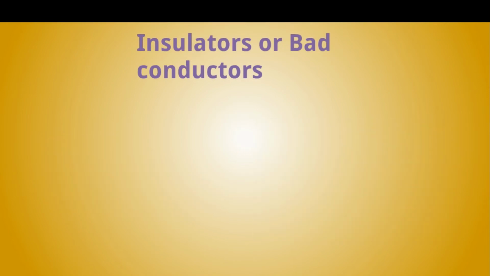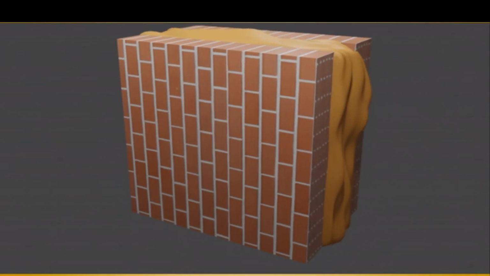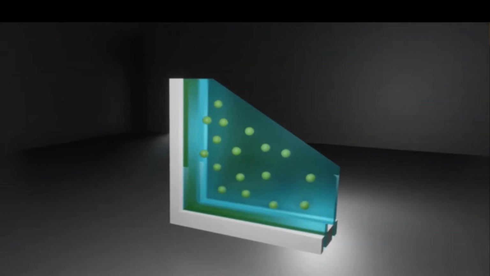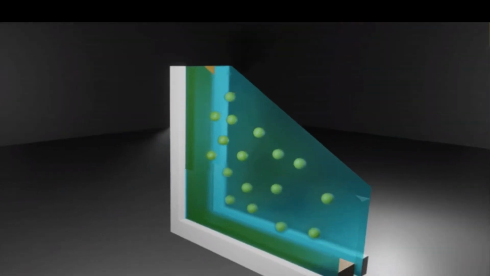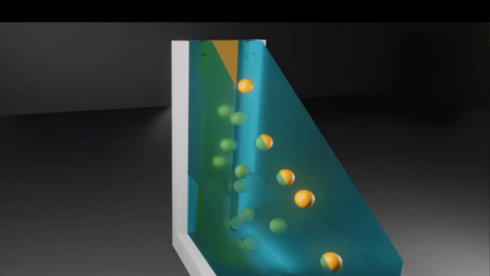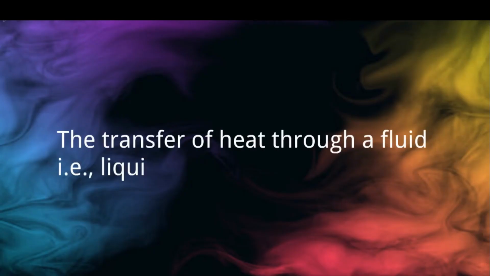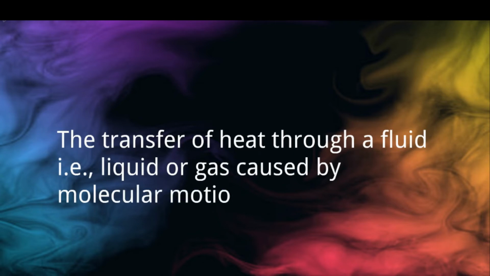Air is one of the bad conductors. That is why cavity walls, i.e. two walls separated by an air space, and double glazed windows keep the houses warm in winter and cool in summer. The transfer of heat through a fluid, that is liquid or gas, caused by molecular motion is known as convection.